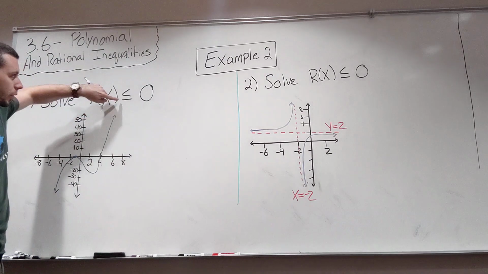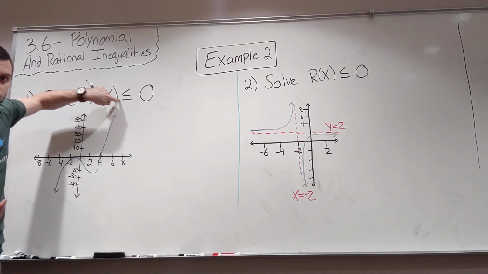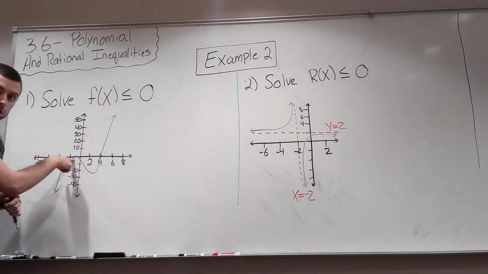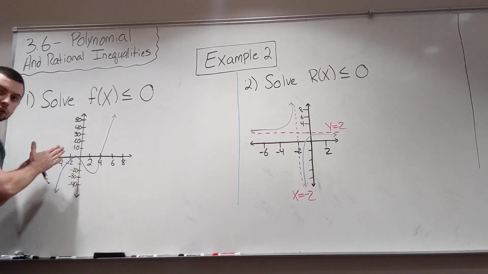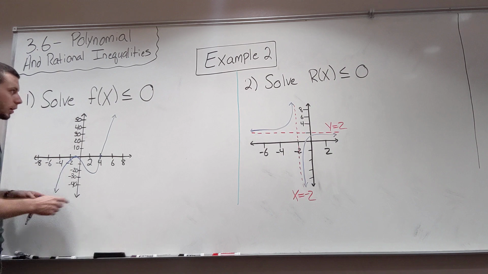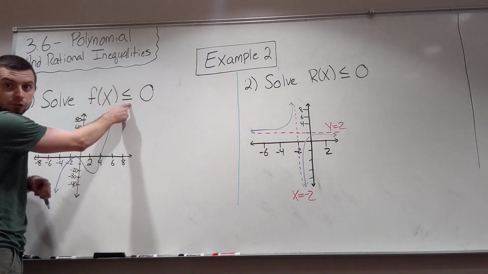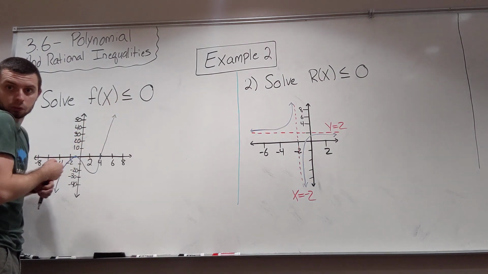Our inequality has the equal to part, which says we can continue to keep going, even if we do hit the x-axis. So we don't have to break this interval up at all. If that equal to sign was gone, then we would have to break this interval up.